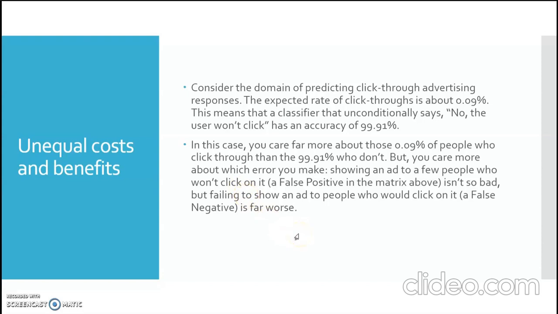Showing an ad to a few people who won't click on it, which are the false positives, isn't so bad. But failing to show an ad to people who would click on it, which is the false negative, is far worse. So this shows the unequal costs and benefits when you are doing classification.